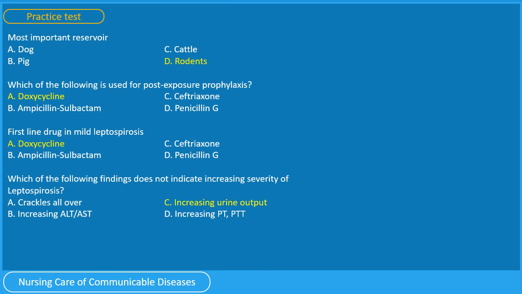Crackles all over suggests ARDS. Increasing ALT or AST indicates liver injury. Increasing PT and PTT indicates derangement of the coagulation, and therefore A, B, and D are all signs of increasing severity of leptospirosis. The correct response therefore here is C, increasing urine output.